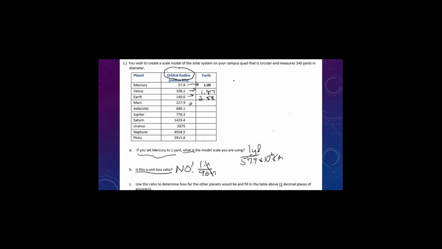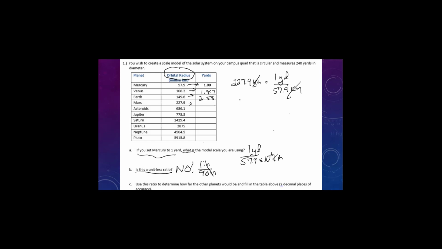So Mars is 227.9, and that's millions of kilometers, times 1 yard over 57.9 millions of kilometers. Now watch this. These cancel, and I almost have a dimensional analysis problem. 227.9 divided by 57.9. And I'll put these numbers up.